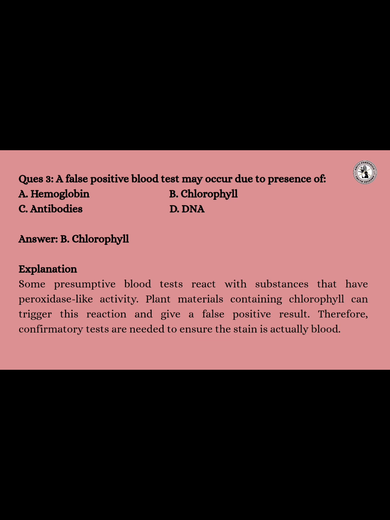Our next question is, a false positive blood test may occur due to the presence of option A, hemoglobin, B, chlorophyll, C, antibodies, D, DNA. Answer is B, chlorophyll. Explanation: some presumptive blood tests react with substances that have peroxidase-like activity. Plant materials containing chlorophyll can trigger this reaction and give a false positive result. Therefore, confirmatory tests are needed to ensure the stain is actually blood.